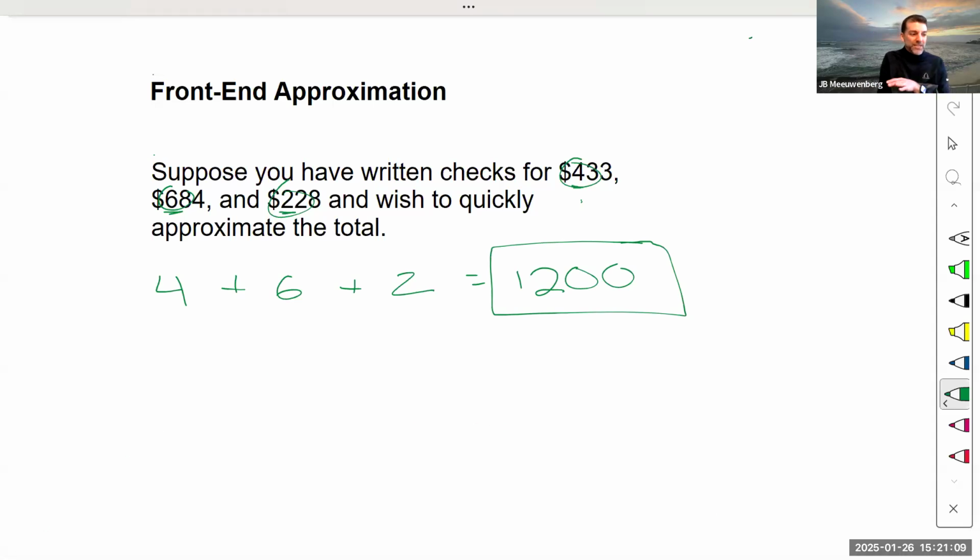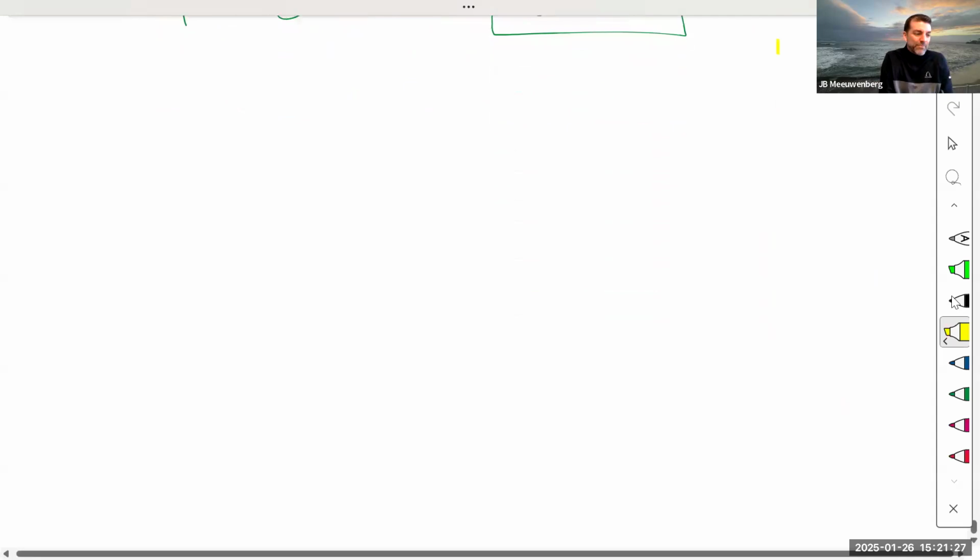So when you do front-end approximation, again, you're not even rounding. You're just focusing on what are the first digits. So let's do a couple of those. Give you a chance to practice that. That might be a new one for you.